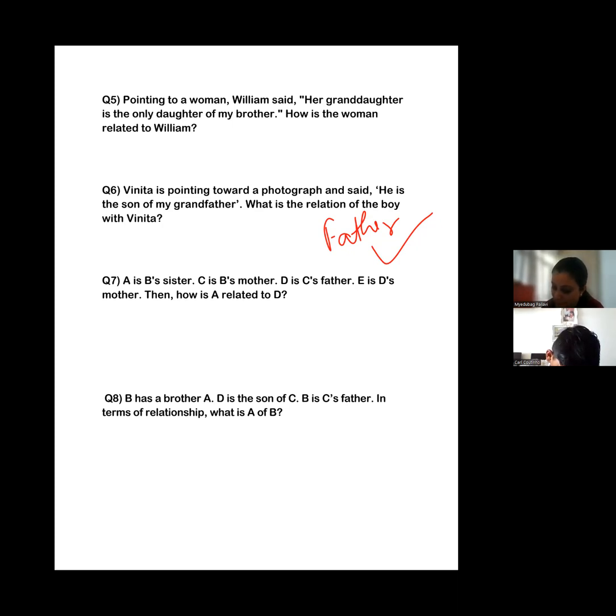Okay. So now let's try these family tree type questions. Now I think you'll find these easy because in this we just have to make a family tree. We don't have to put much effort in this. So I'll solve one for you, to show how we'll proceed. For example, first is A is B's sister. So that means A and B will be in the same generation.